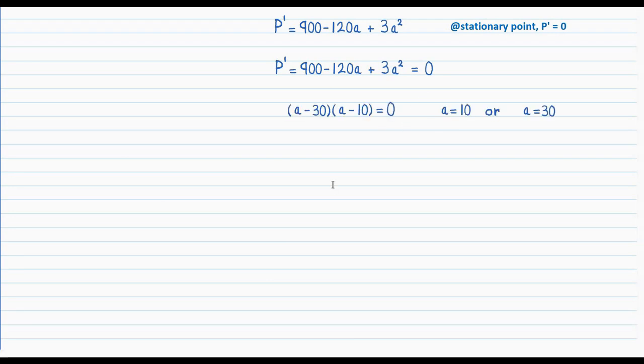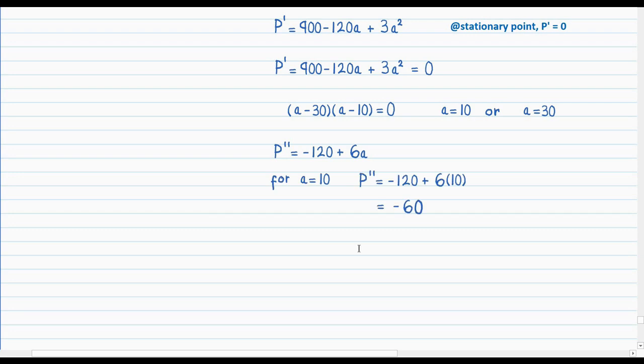So you know two A values at which the graph has turning points, but you still need to determine which of these is a maximum, since you want to maximize the value of P. The way you do this is by determining the second derivative and seeing what values you get when you sub in these different A values. The second derivative would be minus 120 plus 6A. For A equals 10, you would get minus 60. And for A equals 30, you get 60.